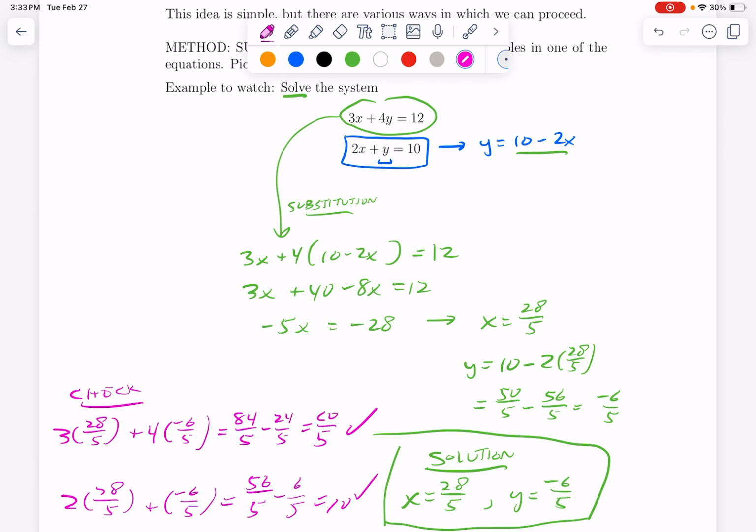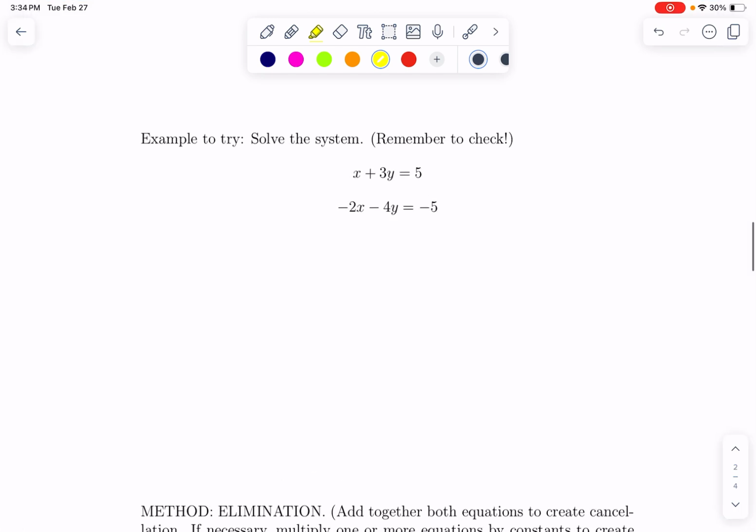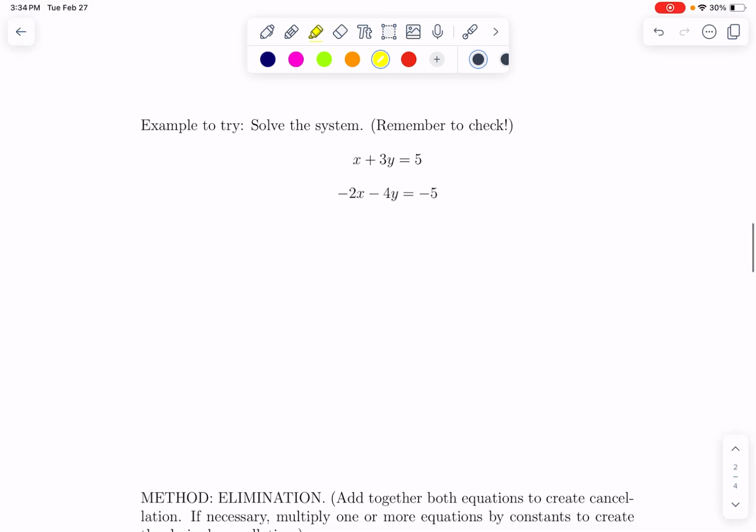So again, what I did is I looked at both of them. I noticed that right here I had y without a coefficient, which makes it really easy to isolate. I figured out what y is, and then I plugged into the other one. So try these, or try this one. If you're doing this for the first time, hit pause, give it a shot.